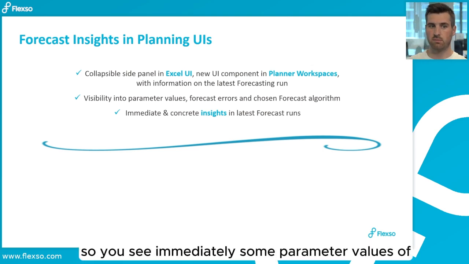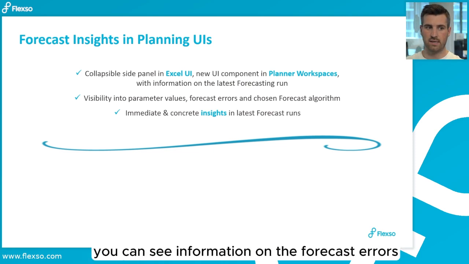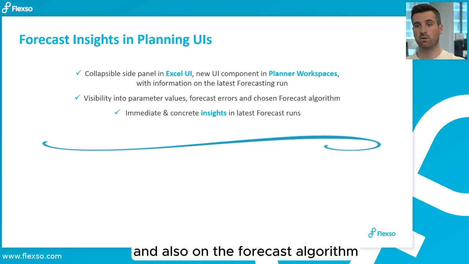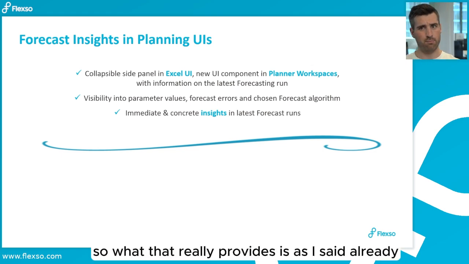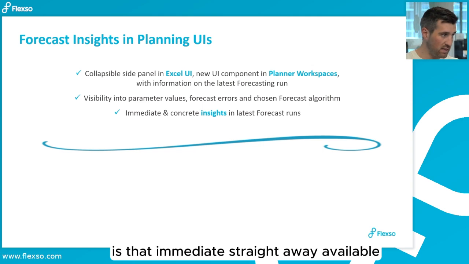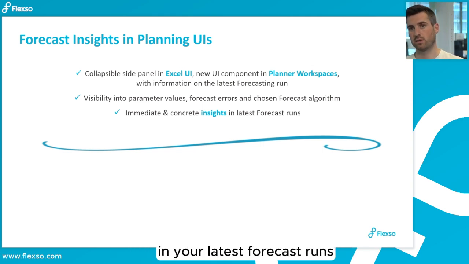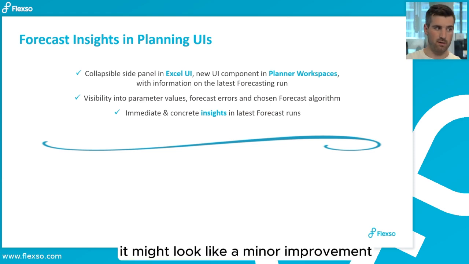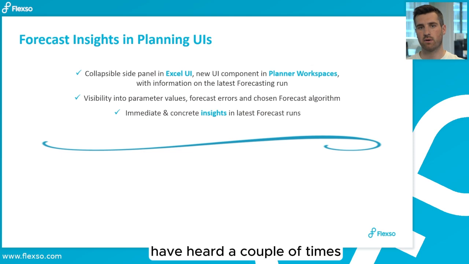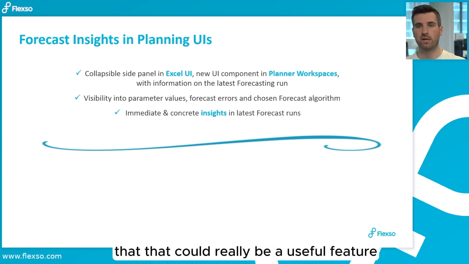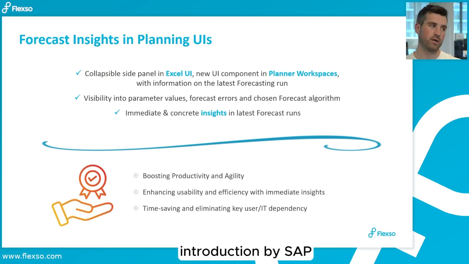So you see immediately some parameter values of your latest forecast run available. You can see information on the forecast errors and also on the forecast algorithm which has been chosen. So what that really provides is, as I said already, that immediate, straight away available, and also very concrete insights in your latest forecast runs. It might look like a minor improvement, but as I indeed said already, we have heard a couple of times from business users that this could really be a useful feature. So I think that's also a very good introduction by SAP.